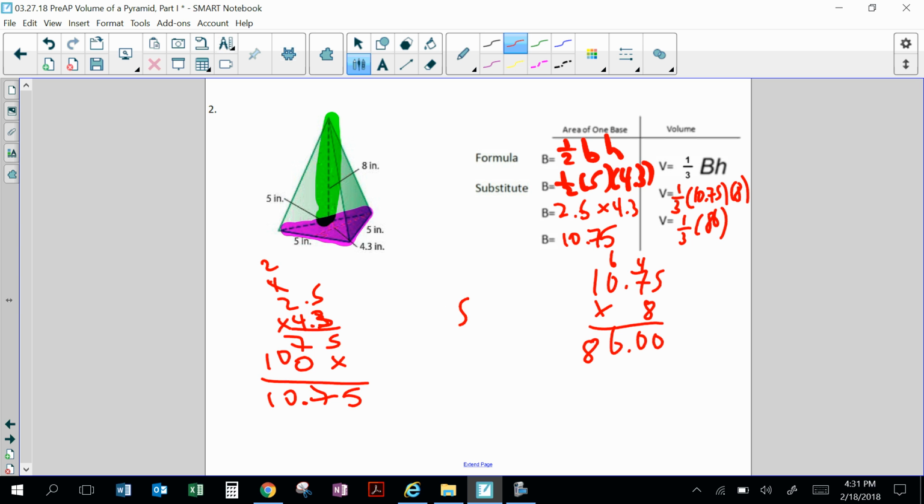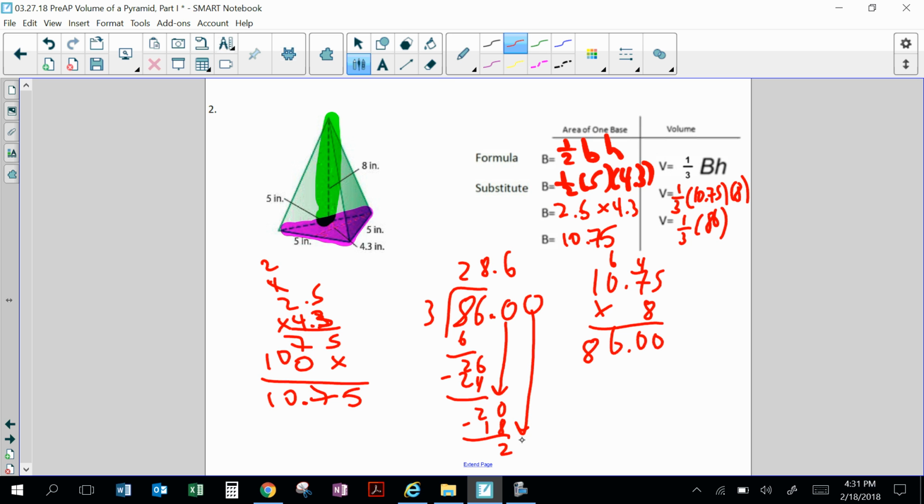I have no idea. If I just split the 86 into three parts, 3 goes into 8 two times, 3 goes into 26 eight times, and the remainder is 2. Ooh, did we just do that a few seconds ago? You know what? It's going to be a repeating decimal. So the volume is 28.66 repeating cubic inches, or it could be 28 and 2/3.